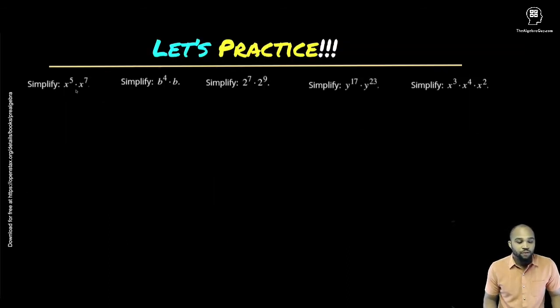All right, let's practice a few of them here. x to the 5th times x to the 7th. What is that going to give us? Well, we know we have the same base. So what can we do with the exponents? We can just add those together. So 5 plus 7 gives us x to the 12.